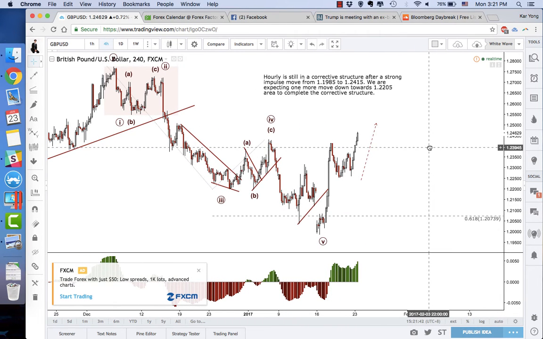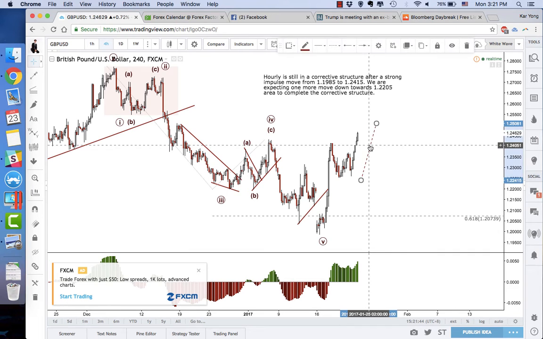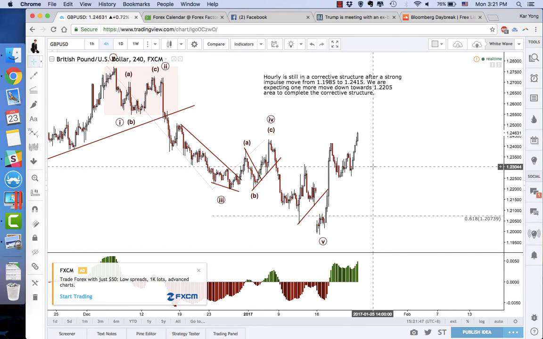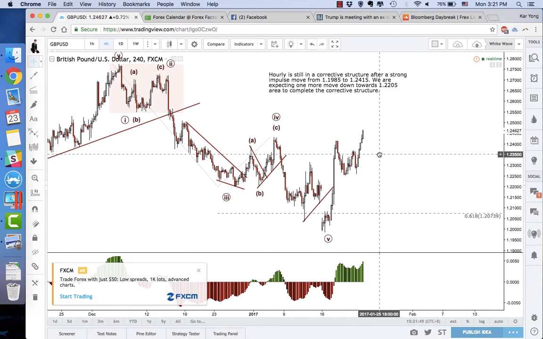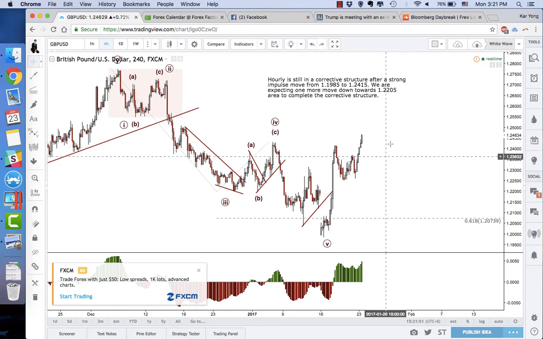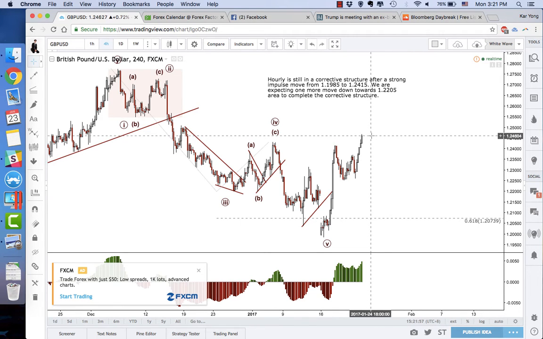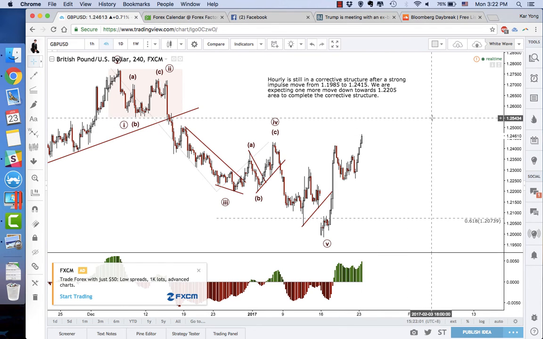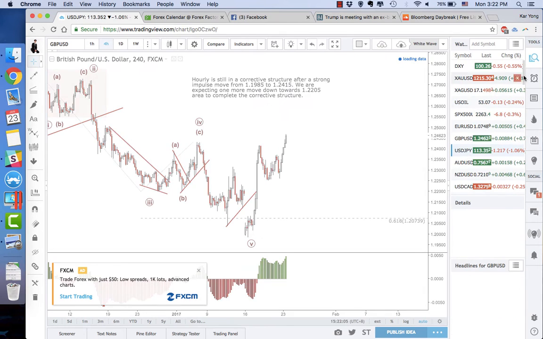Right now, my suggestion to you is to stay away from this pound dollar pair until you have further clearer confirmation as to where it wants to go. As of now, our bias is towards the upside, but do not long right now, because your risk to reward won't be there. Wait for a deeper retracement, and then you can look for a long setup on the pound dollar.